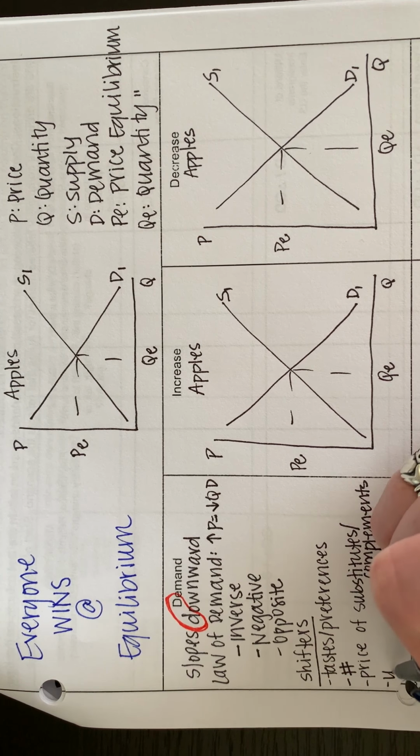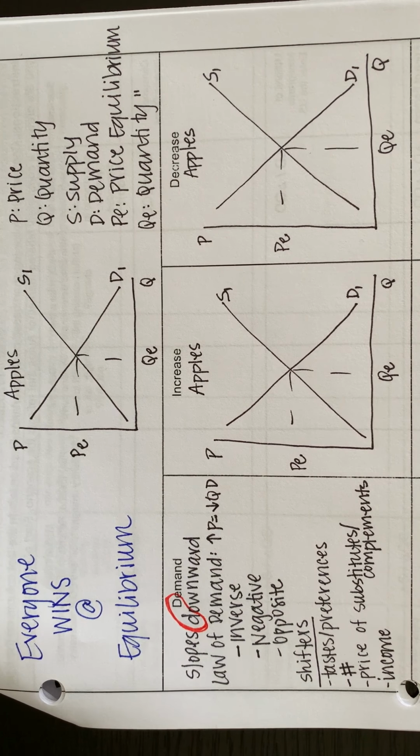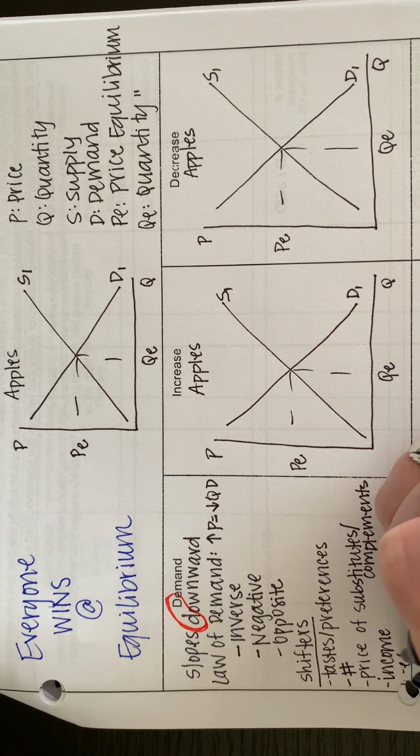Our next shifter is income. So just a change in our consumers' income can impact the market for individual products and services. So the more income people have in that area, the more demand that they're going to have for products, and the less income people have, the less demand they're going to have for products. And then expectations is our final shifter.